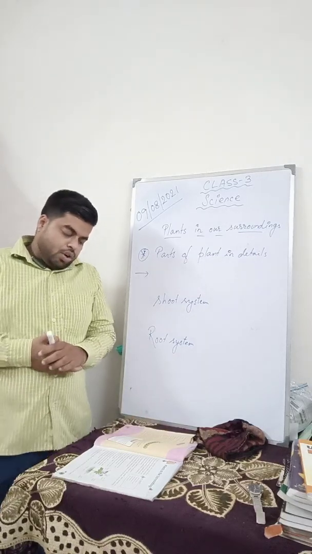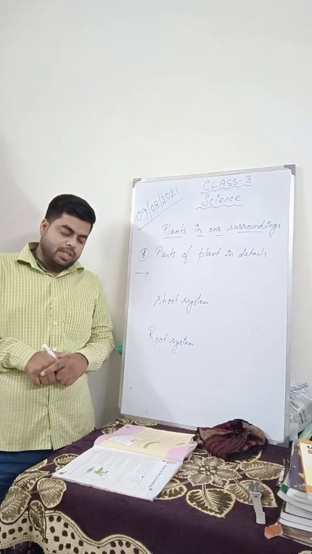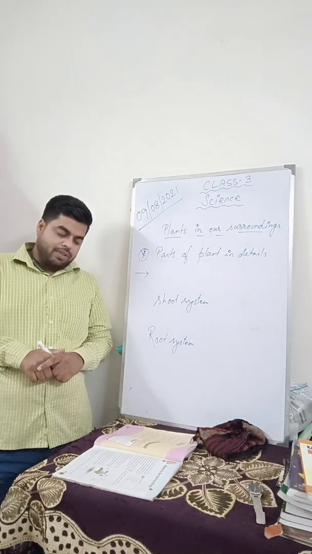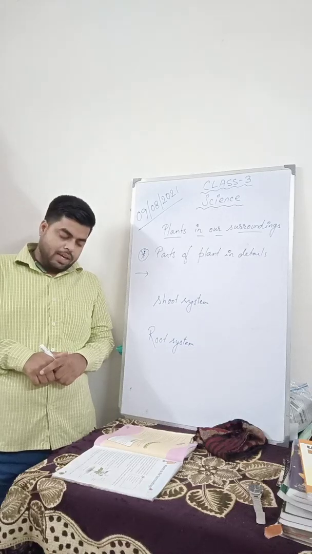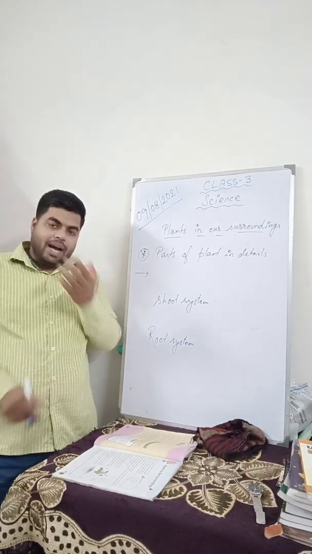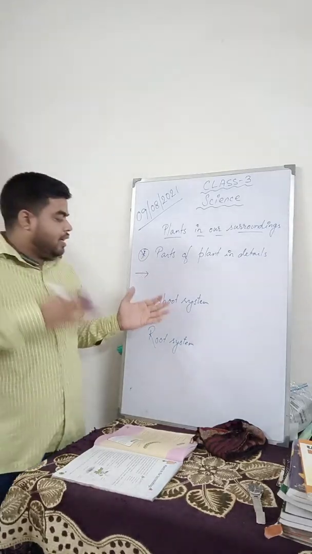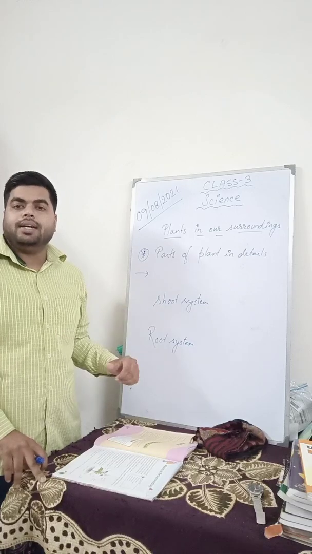The part of the plant that grows below the ground and holds the plant in its place forms the root system. And the parts of the plant, such as stem, branches, leaves, fruits, and flowers that grow above the ground, form the shoot system. After this, we will read about them in detail.